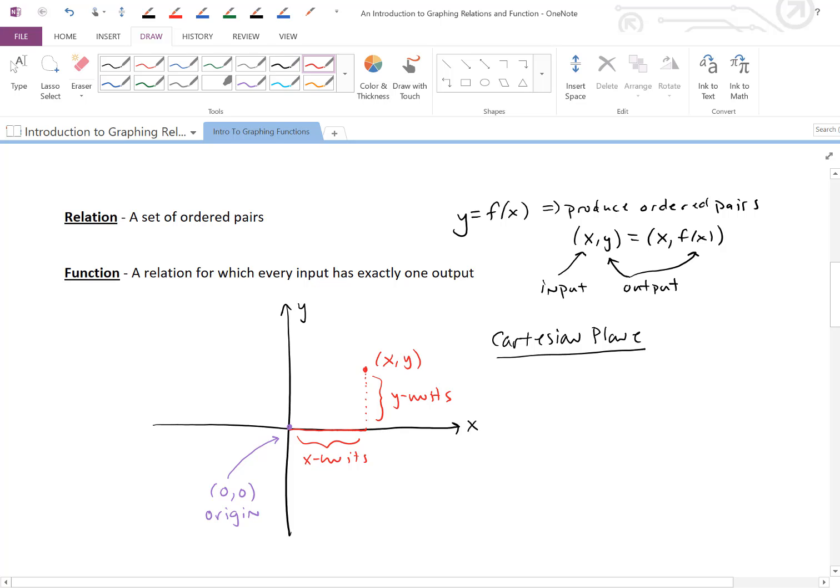Depending on what x and y are, we could be at different locations in the plane. We assume that when we move to the right, that is the positive direction. So this is the positive direction for at least the inputs, and then upwards for the outputs, that's also our positive direction. That also means if we move to the left, that would be the negative direction, and if we move downwards for outputs, that would also be the negative direction.